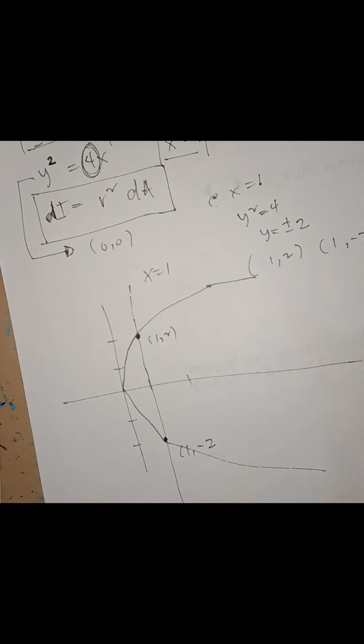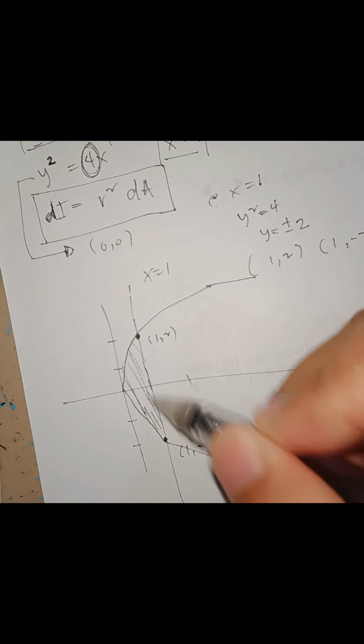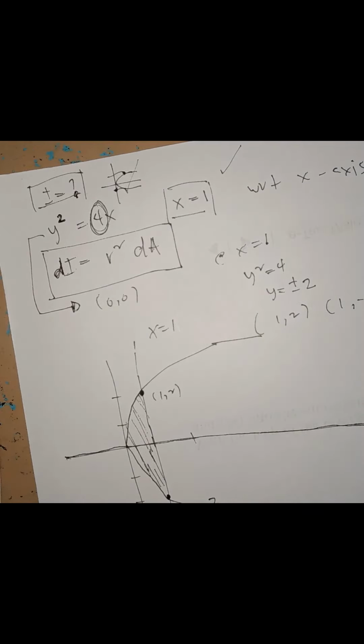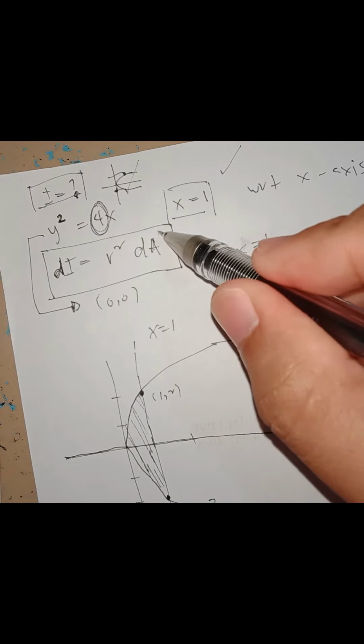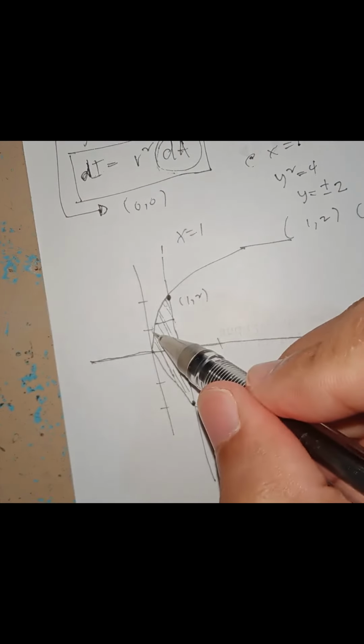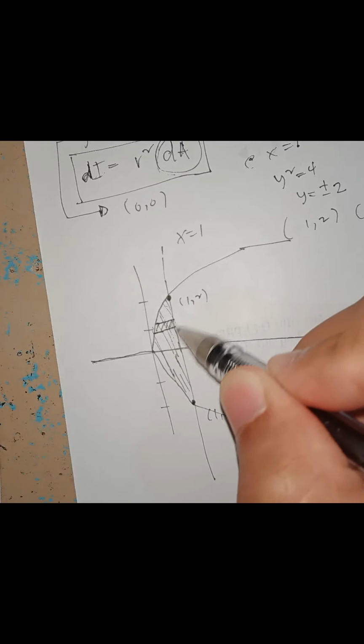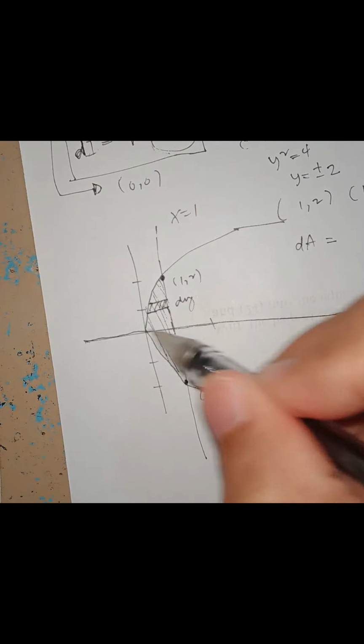So we will find the area and the moment of inertia with respect to this axis. We use the formula dI equals r squared dA. First we find dA. In getting dA, we draw a horizontal strip, so the thickness is dy. So dA is dy times the length of the strip.